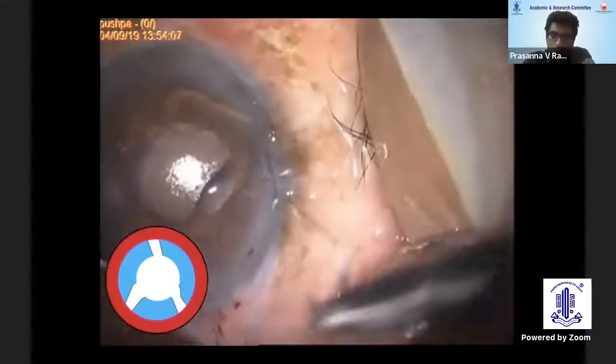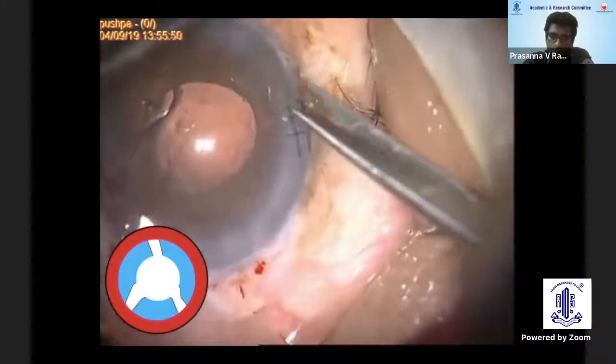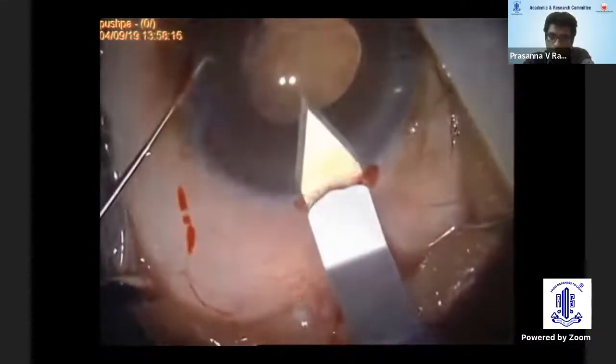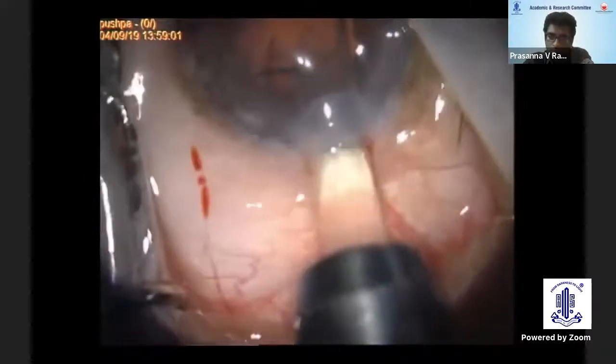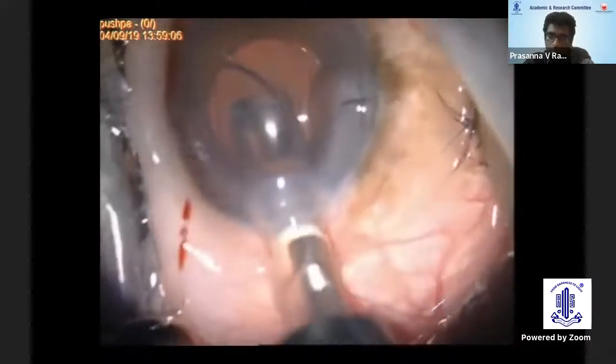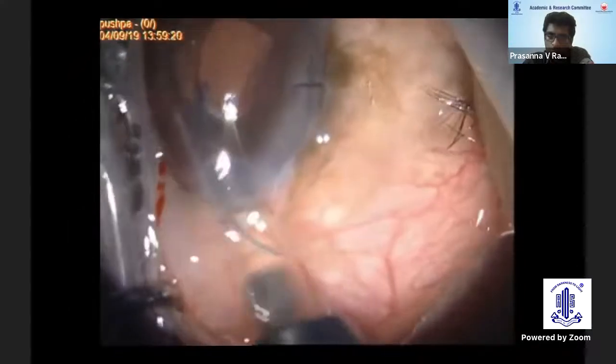The side port was reinforced with 10-0 nylon to prevent inadvertent leak from the anterior chamber. Then, a 3-piece lens was placed in the bag. The most important point for IOL placement here was the optics of the IOL were consciously placed away from the 3 radial tears.